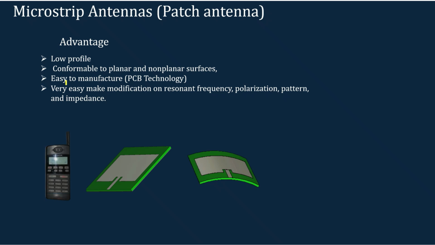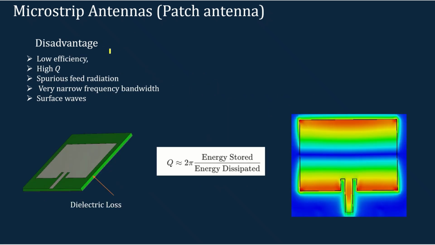Another one is that it is easy to manufacture because we know that it is based on PCB technology, so it is very easy to manufacture with more precision. Another one is that it is very easy to modify resonant frequency, polarization, pattern, and impedance. That is, by changing the shape and size of these patches, it is very easy to modify the parameters. So let's see some of the disadvantages of patch antennas.